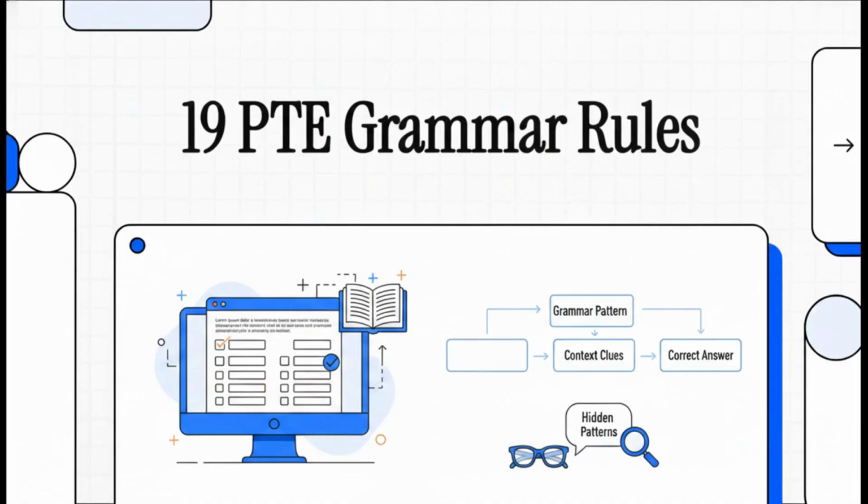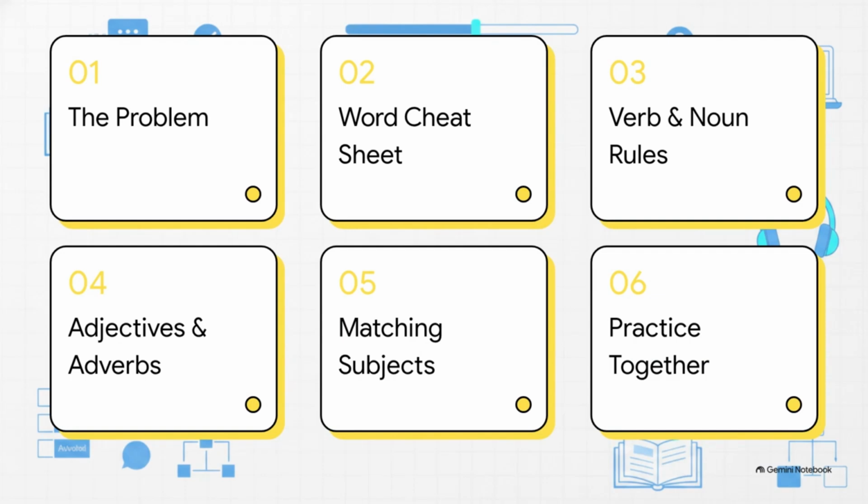You absolutely do not need perfect vocabulary to get a high score. You just need to know the hidden grammar patterns. Let's fix this right now, once and for all. Here's our roadmap for today's class. We'll tackle the fill in the blanks problem, go over a word types cheat sheet, dive into essential verb and noun rules, look at adjectives, adverbs, and prepositions, master matching subjects and verbs, and finally do some real practice together.